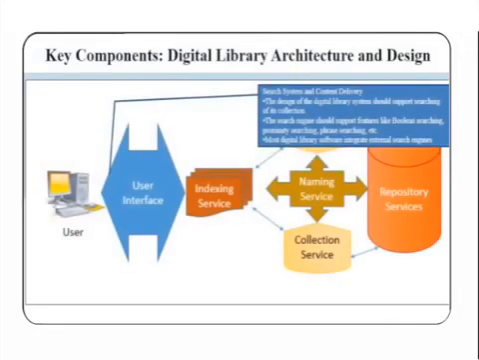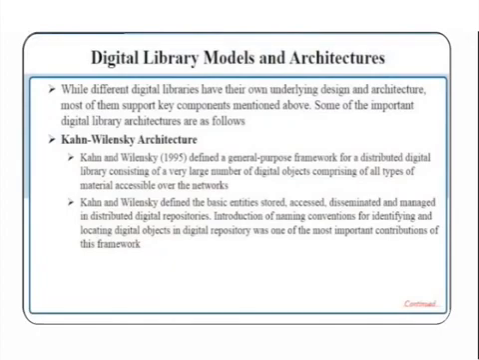The search system and content delivery also make a part of the user interface. The design of a digital library system should support searching on its collection. The search engine should support features like Boolean searching, proximity searching, phrase searching, etc. Most digital library software integrate external search engines. Now, while different digital libraries have their own underlying design and architecture, most of them support the components mentioned above.